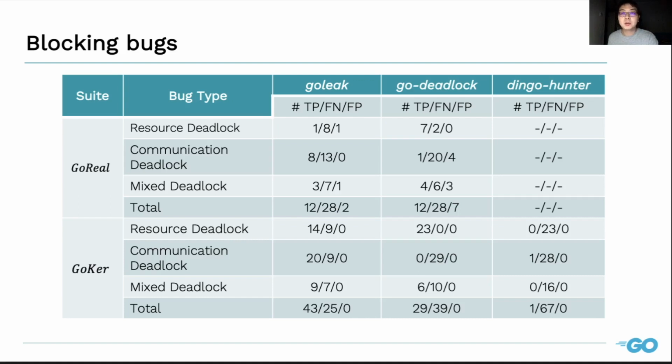For blocking bugs, we summarize the result of the 3 tools in such a table. GoLeak and GoDeadlock both have 28 false negatives. The difference is that GoLeak reports 2 incorrect reports and GoDeadlock reports 7 incorrect reports. The incorrect reports generated by GoLeak are mainly due to the fact that GoLeak cannot distinguish between normal goroutines and deadlocked goroutines.